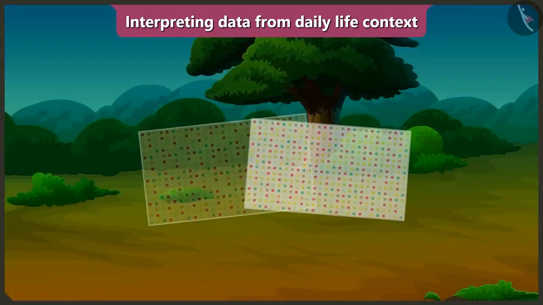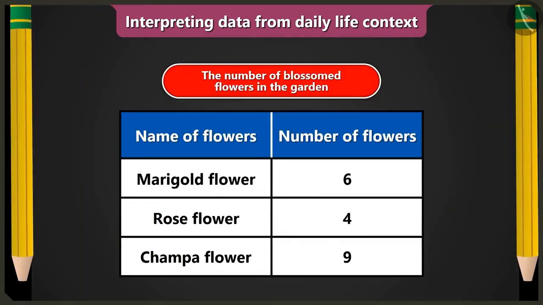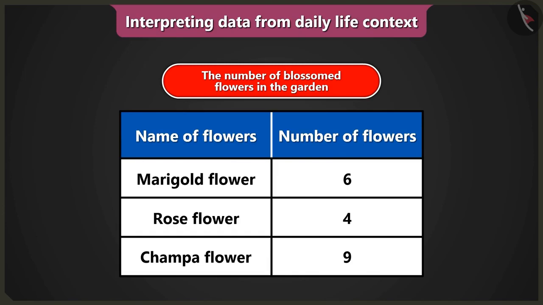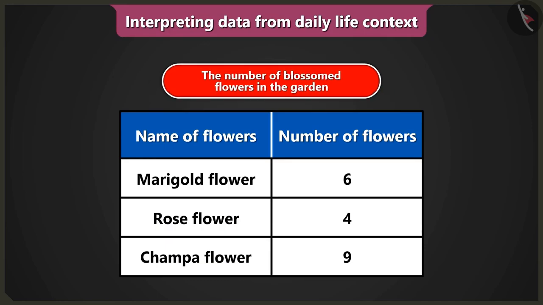Today, in this video, we will learn to interpret data from the table. Look, there are different flowers in this garden. How many flowers have blossomed? That data has been collected and filled in the table. That's why it has been written on the top of the table: the number of blossomed flowers in the garden.